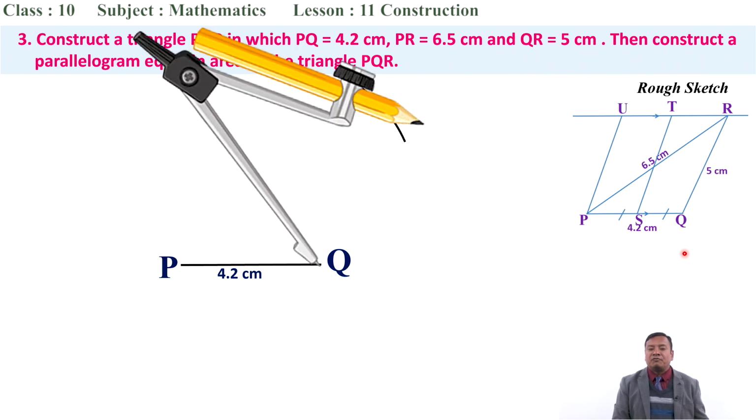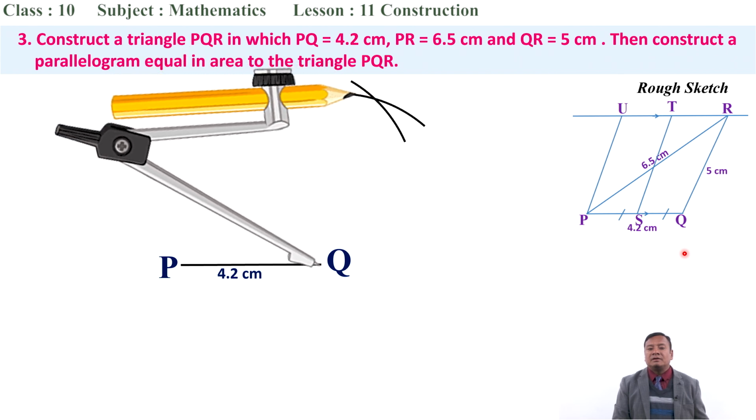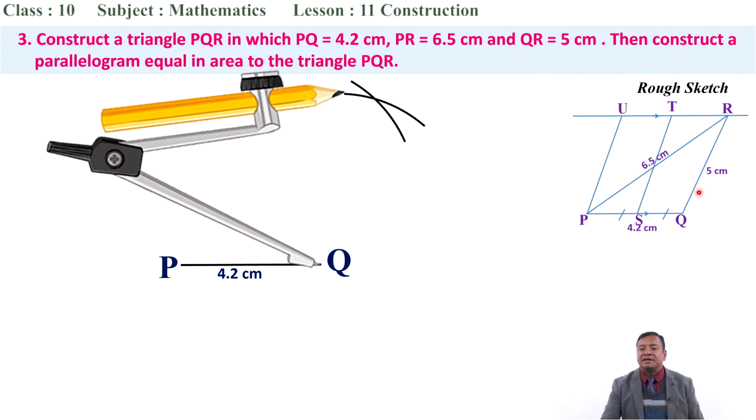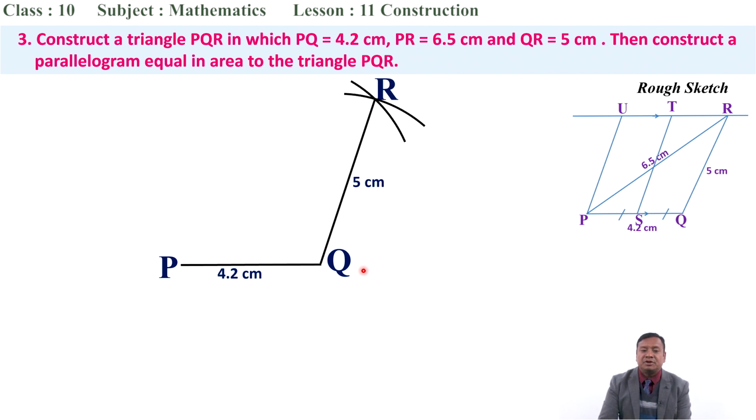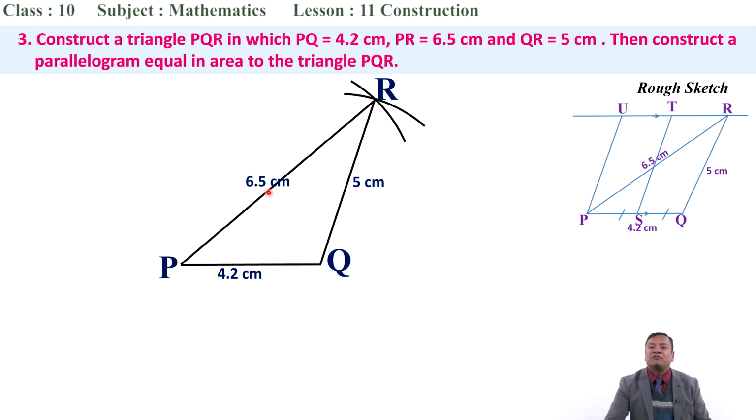Again through the point Q, cut off by measuring this 5 centimeter. You can measure with the help of ruler and compass, and then get the point R. Yes, PQ is 5 centimeter. From Q you have to cut the arc of 5 centimeter, and then from P you have to cut 6.5 centimeter, right? And when we join this, it will be a triangle PQR according to the given information.